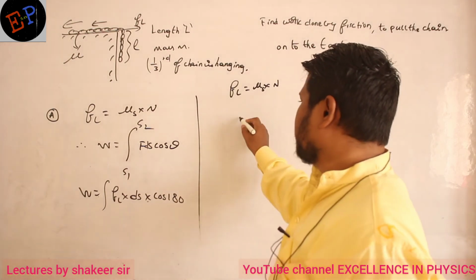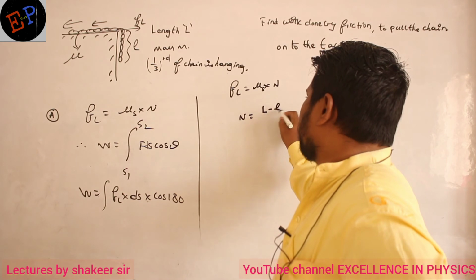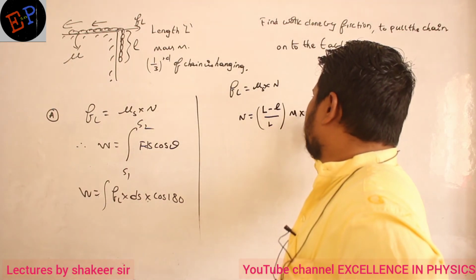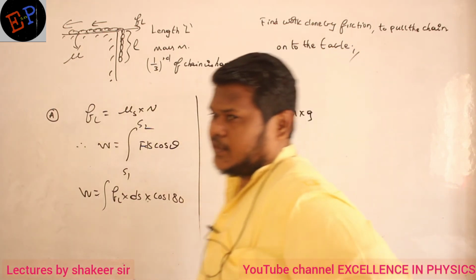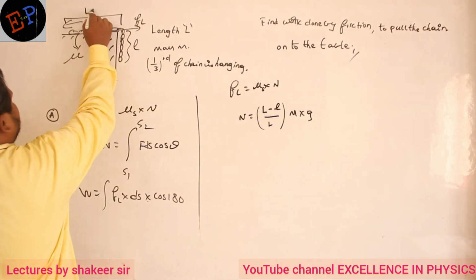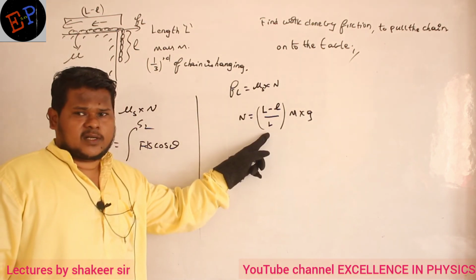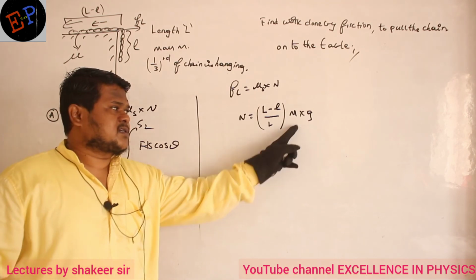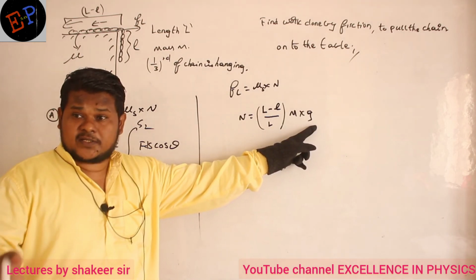So therefore how can I write the N value? I can write it like this: N equals (capital L minus small l) divided by capital L, multiplied by capital M, multiplied by g. This is how I can write it. Have you understood why I have written it like this? What is the length of the hanging part of the chain? The hanging part of the chain is small l. So (L minus l) divided by the total length is the fraction present on the table. Fraction multiplied by mass gives the fractional mass, multiplied by g gives the fractional weight.